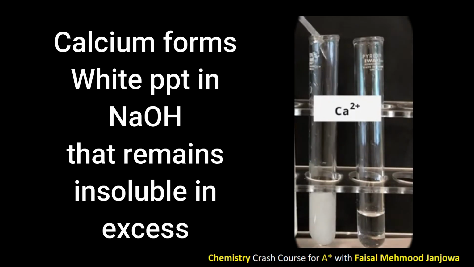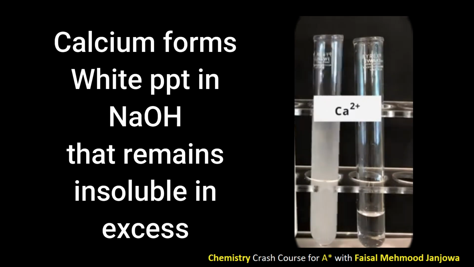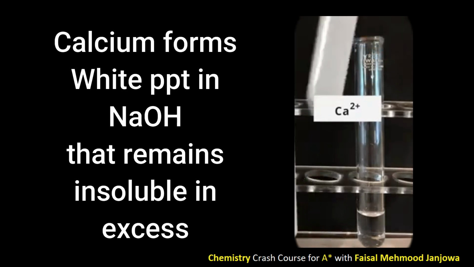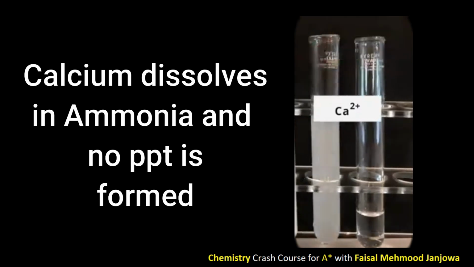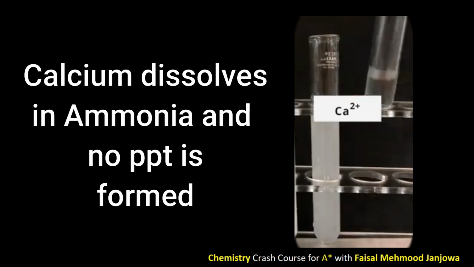When drops of sodium hydroxide are added to salts containing calcium ions, a white precipitate is formed that remains insoluble in excess, while with ammonia, no precipitate is given.